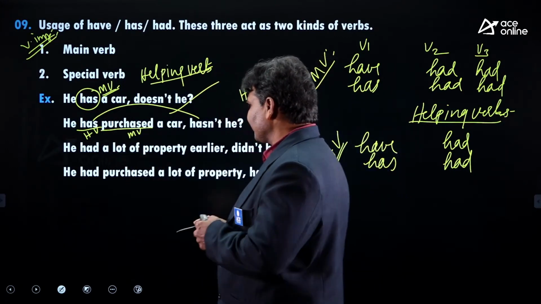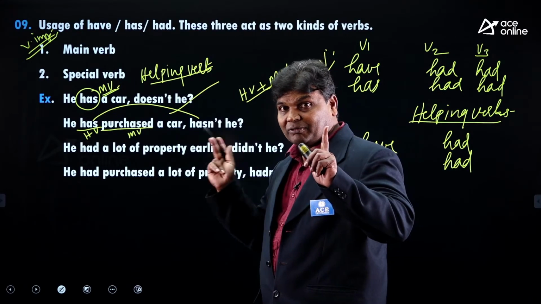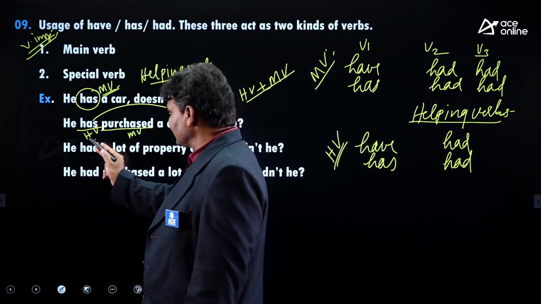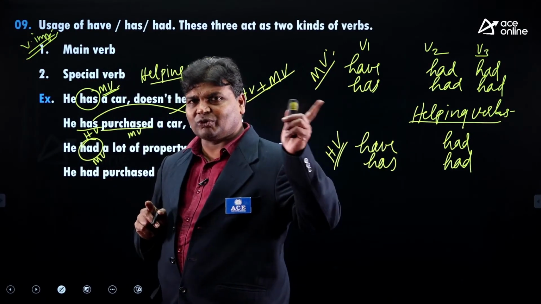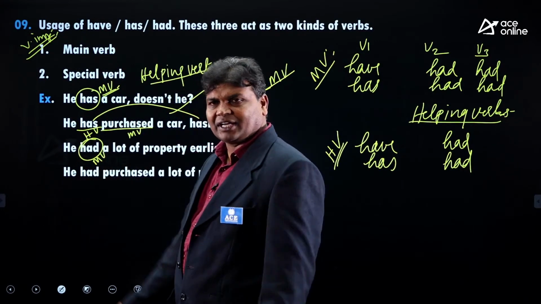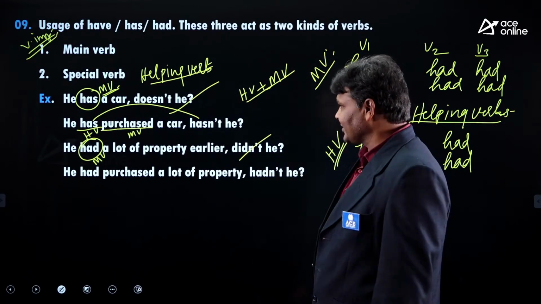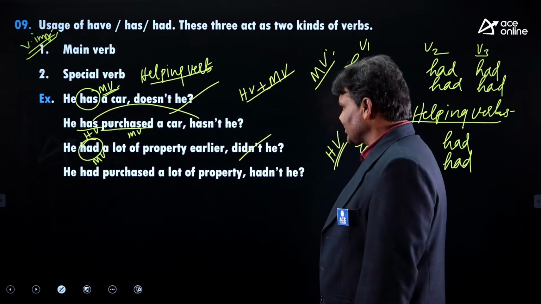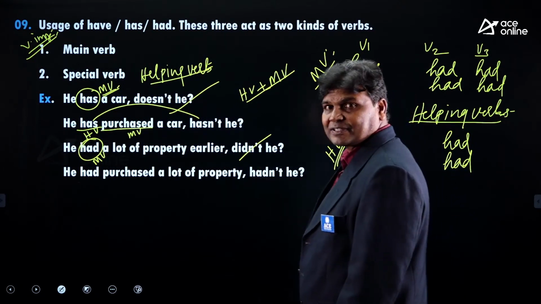He had a lot of property. Had is only one word there. There is no main verb there. Automatically this one will become now main verb now. If it is main verb, we have to borrow do, does, did now. Had is past. Definitely I'll borrow did now. Positive, it will become negative. He had a lot of property earlier. Didn't he? Again you see the next sentence.